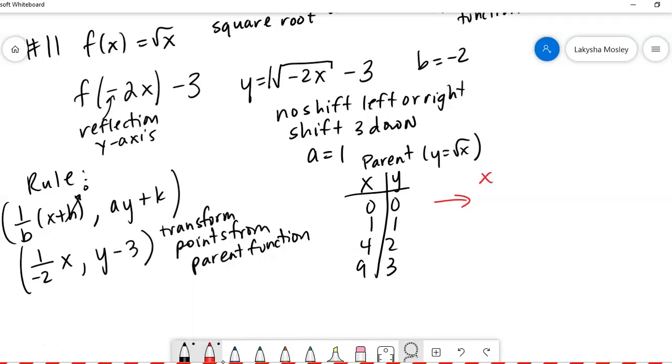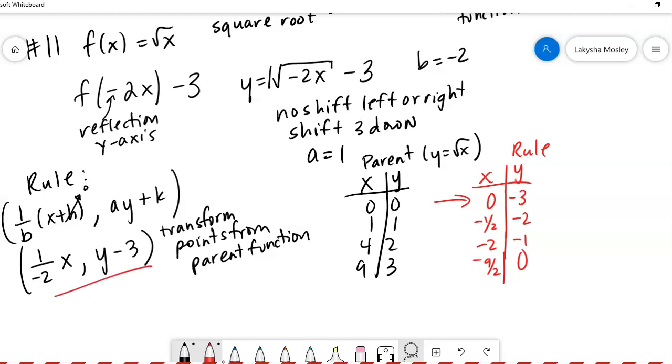So now when I transform using the rule, I'm going to get the following. I'm going to get 0, -3, then -1/2, -2, then -2, -1, and then -9/2, 0. So again, I took these points right here, hope you can see my cursor, and then I just applied this rule and I came up with those points. So, 0 times -1/2 is 0, 0 minus 3 is -3, and so forth. Okay, take your time and look at it.